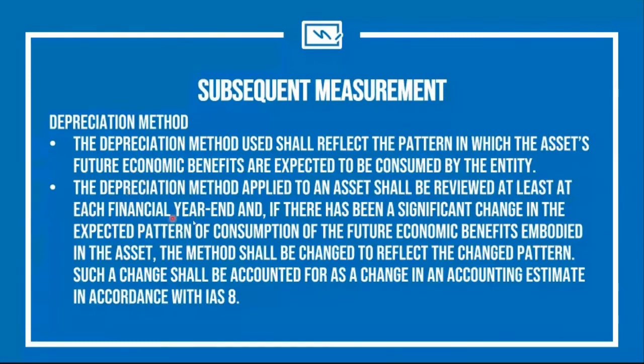Okay? The depreciation method applied to an asset shall be reviewed at least at each financial year end, and if there has been a significant change in the expected pattern of consumption, then you now apply again IAS 8, change in accounting estimate. Okay, so meaning there is a possibility for you to change from one depreciation method to another depending on the changes also in the pattern of the expected benefits.